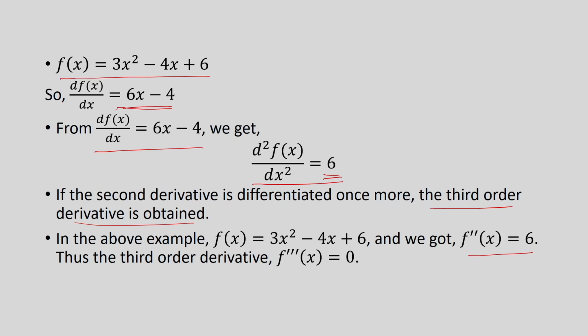So, if I want to find the third derivative, I have to differentiate 6 with respect to x, and that is equal to 0, because the derivative of a constant is 0. So, the third derivative in this case is equal to 0.